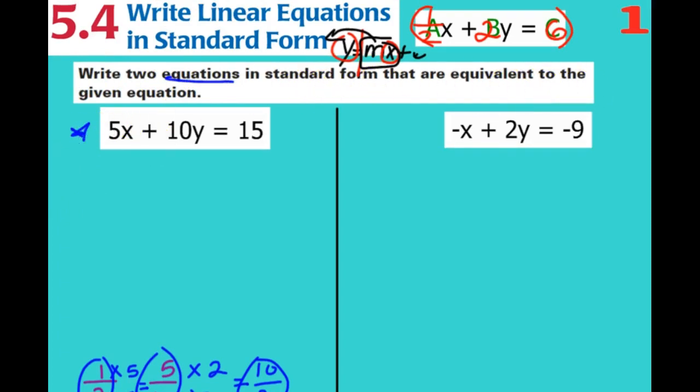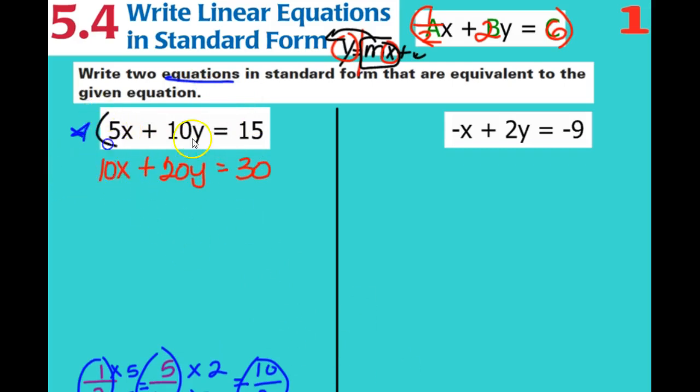Well, we're just going to find two equivalent equations in standard form that are equivalent to this equation. So I could multiply or divide. If I just want to take this whole equation and multiply by 2, I would get 5 times 2 is 10x, 10 times 2 is 20y, and 15 times 2 is 30. These are equivalent equations because they're exactly the same, just like the fractions were down here. But we need two equivalent equations.